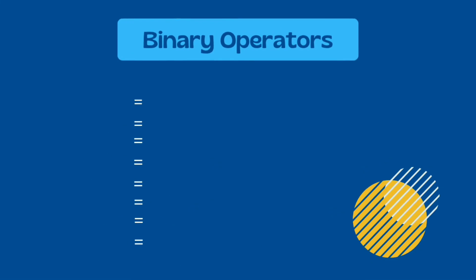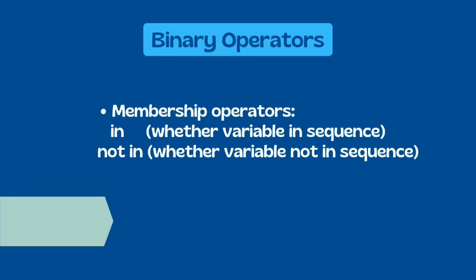There are many more. And one more operator present in Python is the membership operator, which are in and not in. In means whether the variable is in a sequence or not. Okay, and not in is whether the variable is not in a sequence. Both have different meanings. In checks the variable is in a sequence, and not in checks the variable is not in a sequence.